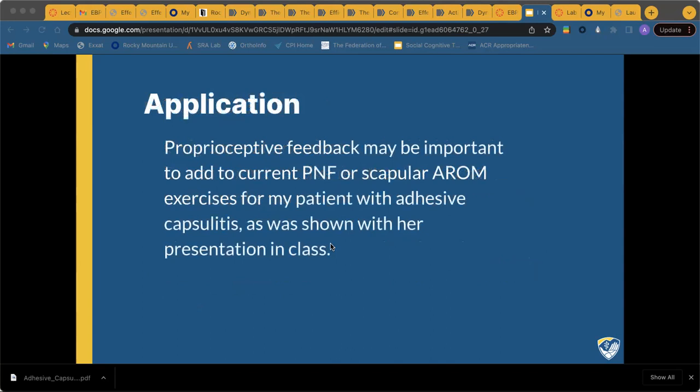For the application, for my assigned patient, I can utilize this article by including external proprioceptive feedback in combination with the other treatments that I was performing of active range of motion, PNF, and scapular strengthening, as those treatments seem to be beneficial and improved her symptoms and presentation during the role play in class.